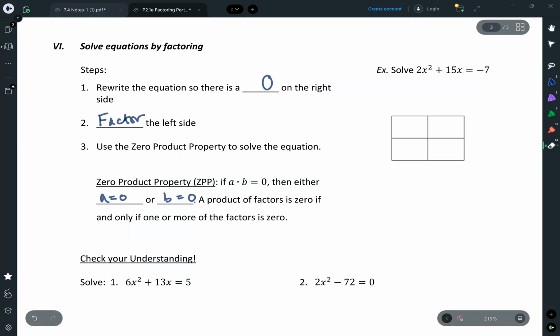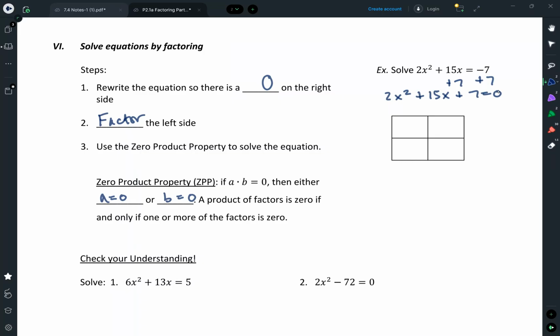Okay, so I would solve this equation by first adding 7 on both sides. So then I have 2x squared plus 15x plus 7 is equal to 0, and then factoring that. I cannot divide a 2 out of everything, because in this case, because of the equal sign, I could just divide it out and it would disappear, right? I could divide it on both sides. 0 divided by 2 is 0. I need to actually factor with that 2 in there.